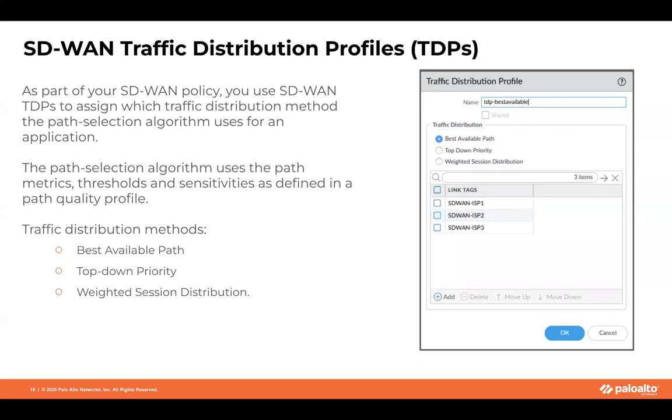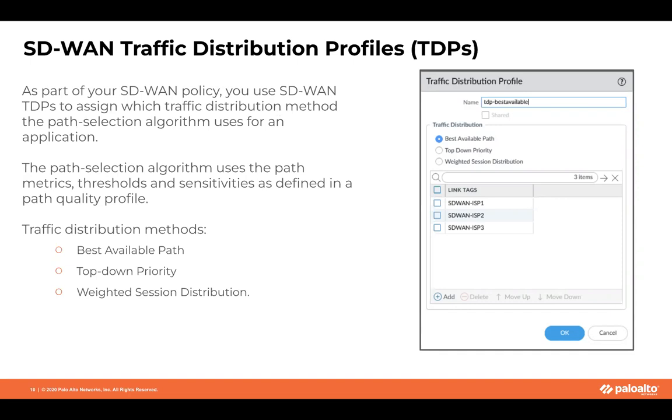And then the path selection algorithm basically uses the path metrics, thresholds, and sensitivities as defined in the PQPs to determine how we distribute that traffic. So we have 3 available traffic distribution profiles within PAN-OS SD-WAN. The first one we have is the best available path.